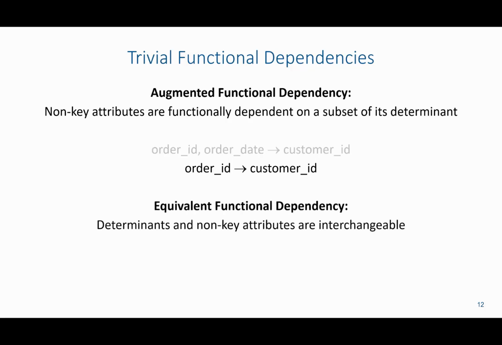The second type of trivial functional dependency is the equivalent functional dependency, which states that the determinants, which are the attributes on the left, and non-key attributes, which are the attributes on the right, are interchangeable. So for example, if I know the product ID, I will know the description. But also if I know the description, you may argue that I'll know the product ID. In this case, you're going to want to determine which functional dependency you're going to keep and get rid of the other. So I'm going to keep product ID determining description and get rid of the other one.